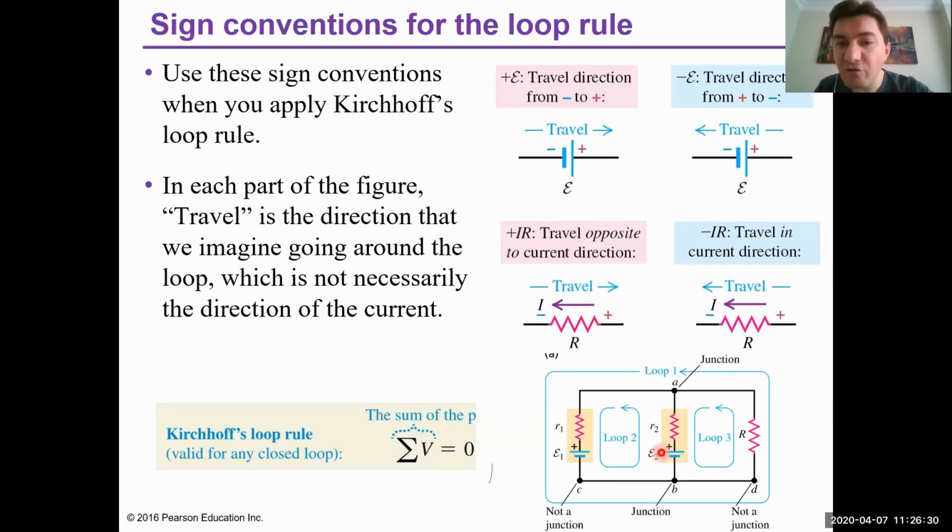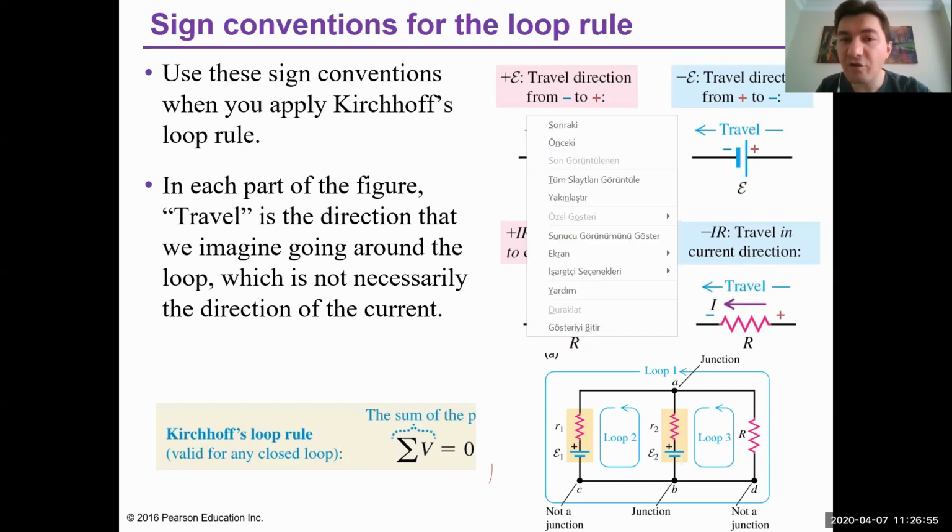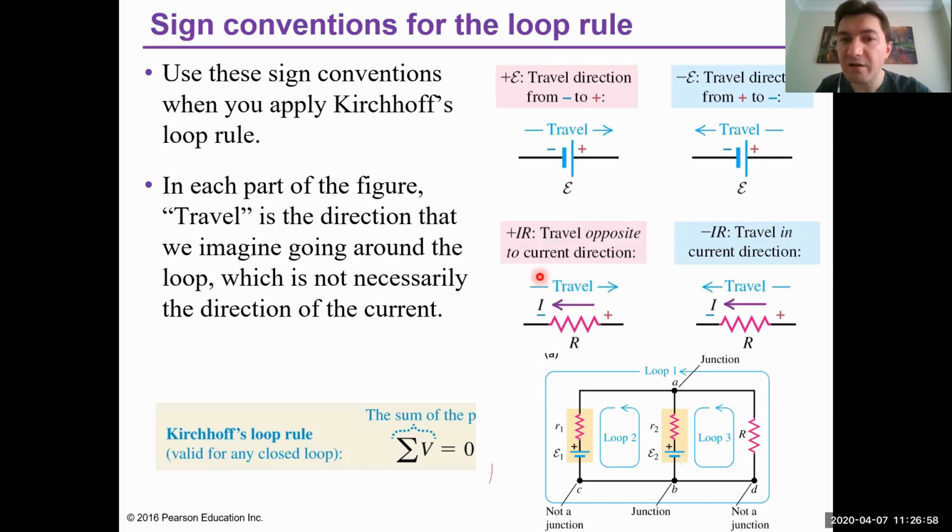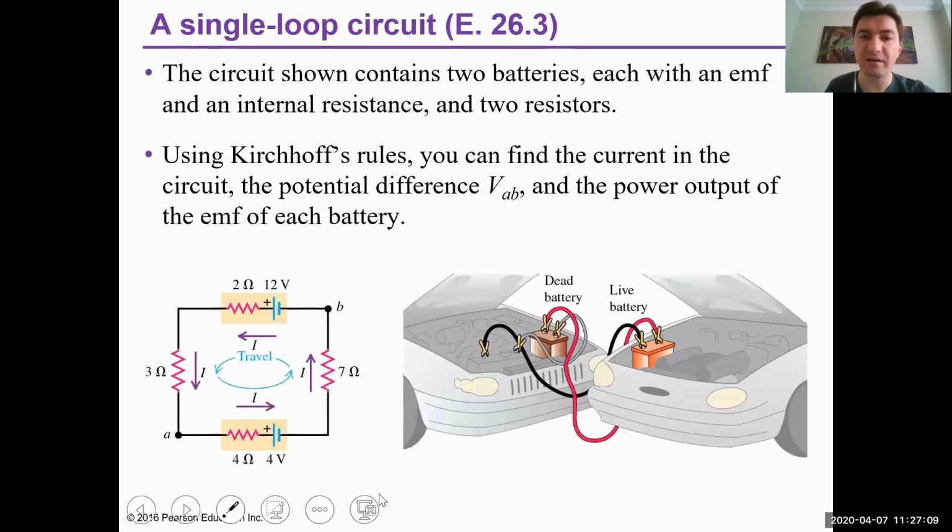If the direction of the current and the direction of the travel are the same, then we have a negative contribution to the sum of the potential difference, negative I times R, okay? If the direction of the current passing through that circuit and the direction of the travel are opposite to each other, we will get a positive contribution to that sum of the potential difference. Now I will show you one example, then you can better understand.